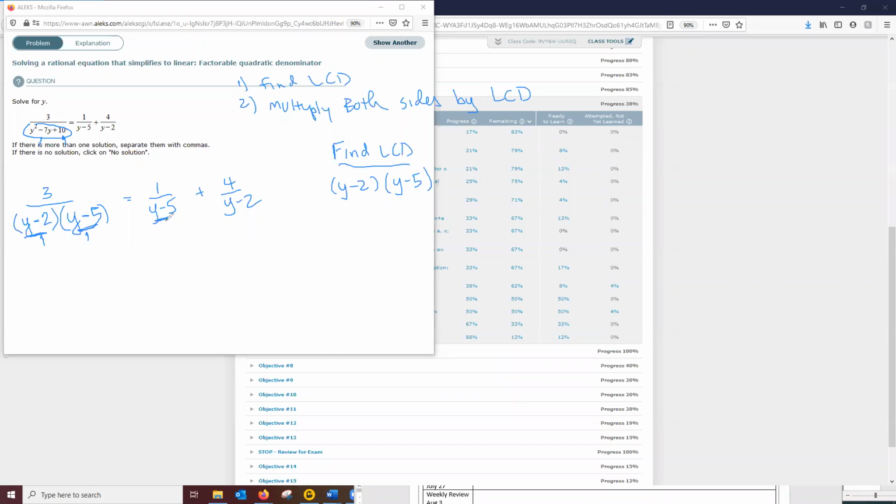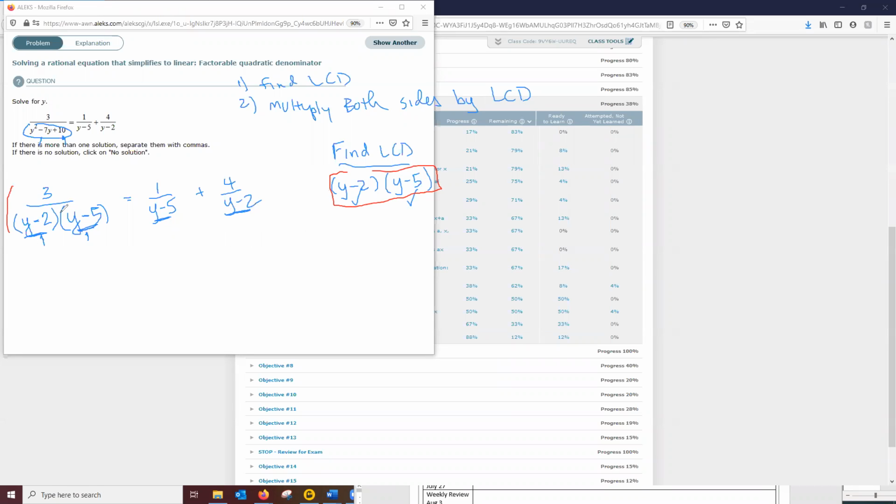Here's another y minus 5, but I'm not going to repeat it because I already have this y minus 5. And here's a y minus 2. I'm not going to repeat that. I already have y minus 2. So the LCD here is y minus 2 times y minus 5. All right, I'm going to multiply both sides of the equation by this LCD.